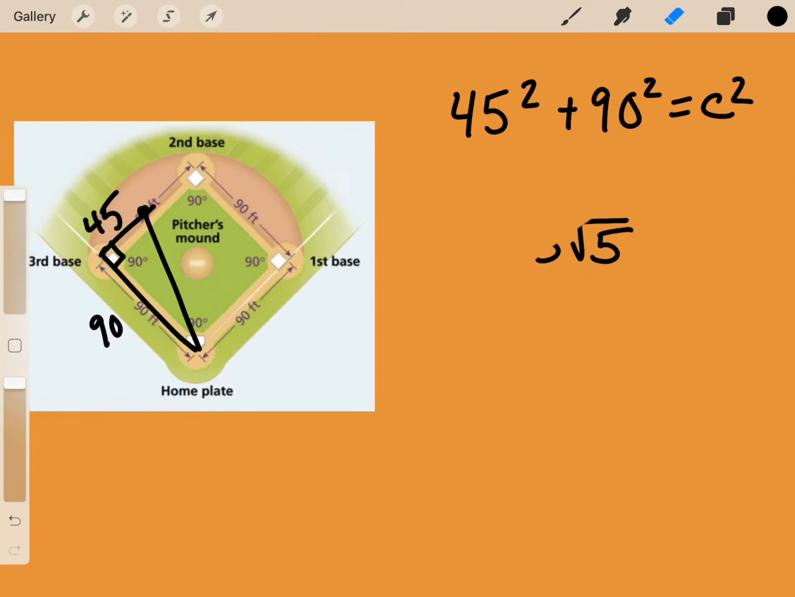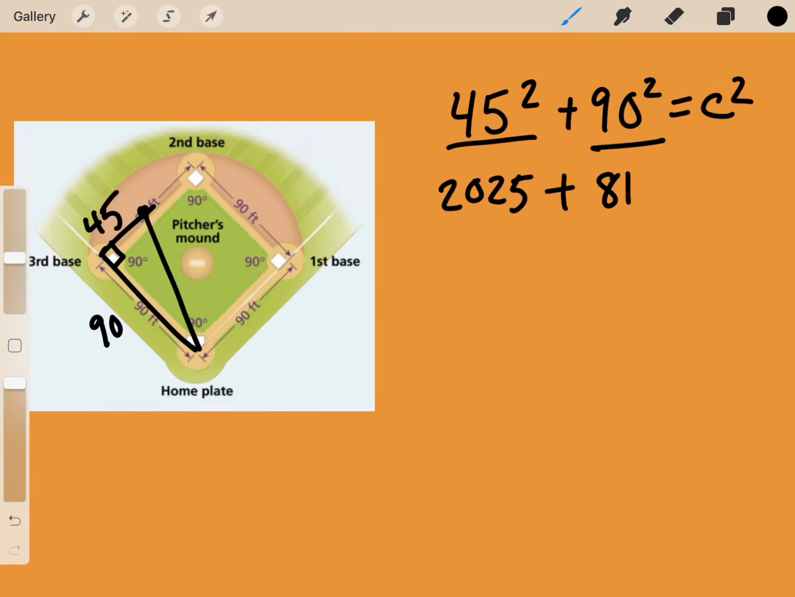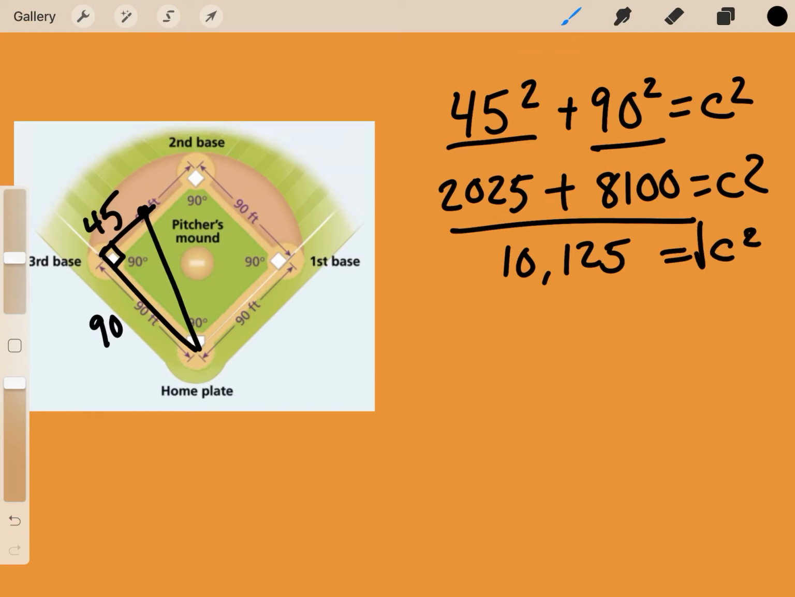So 45 radical 5 is coming from doing the Pythagorean theorem. 45 squared is the first calculation you have to do, which is 2025, plus 90 squared, which is 8100. When you add those two numbers together, big numbers we're dealing with here, you get 10,125 equals c squared. Then we need to take the square root of both sides.